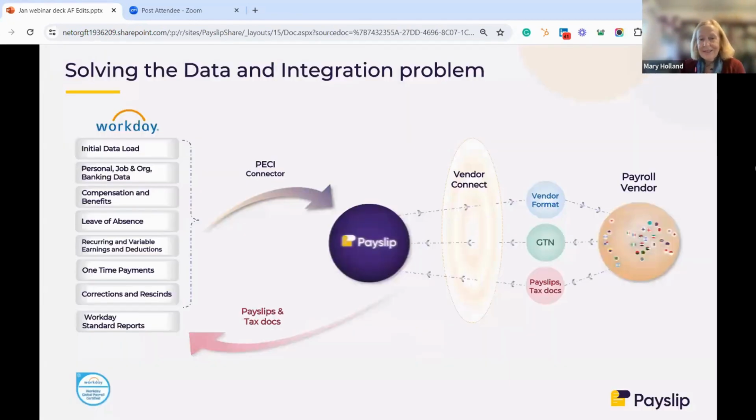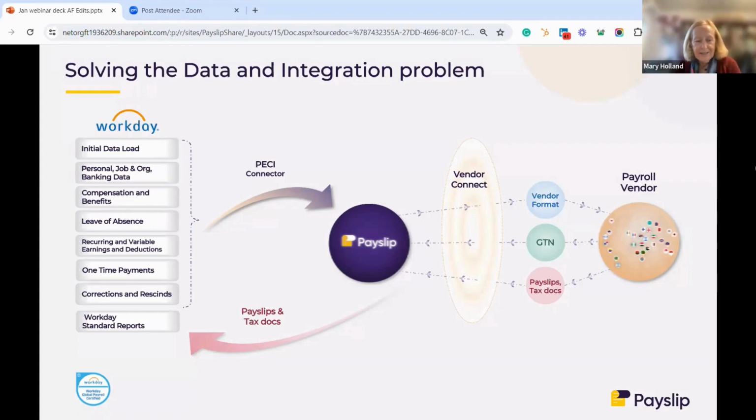So this is kind of high level how you do it. On the left-hand side, we have all of the pieces that you may see in payroll operations: job changes, compensation increases, if somebody's on a leave of absence, those wonderful one-time payments that actually sometimes are a challenge to get all put together and see what actually happens. And then on the Workday side, you also have the ability to create Workday standard reports.